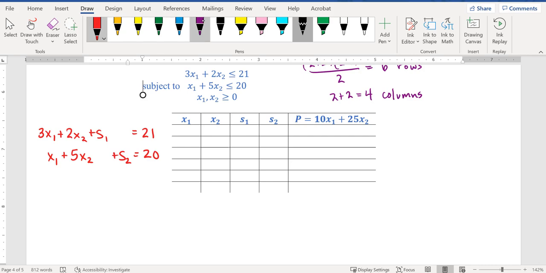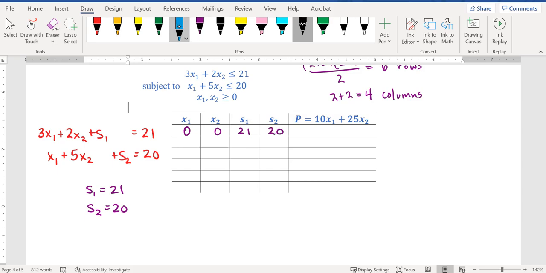Here we go. If I let x1 and x2 both be 0, then these are both gone, and I will get s1 equals 21, s2 equals 20. And I stop.